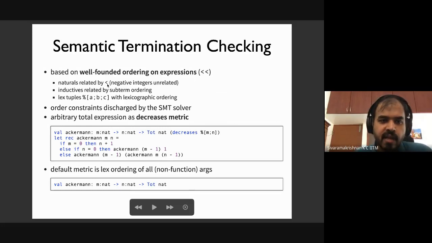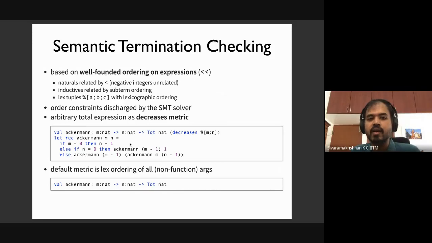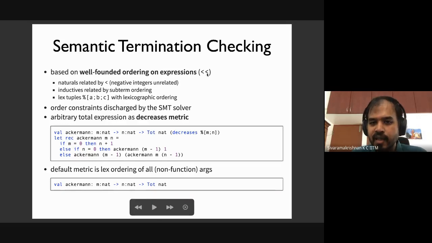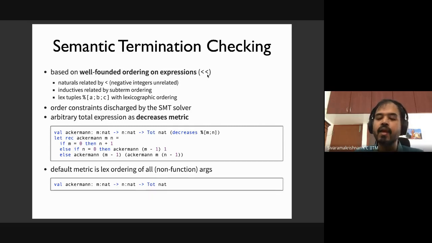Because we have a less than relation on natural numbers, these ordering constraints are actually discharged by the SMT solver. So we don't have to do too much work in order to describe this. If you think about this, we didn't explicitly have to do this so far. We've only seen small functions, and we didn't need to do anything special for termination checking. It happens very naturally because the default metrics that are chosen for this are quite sensible.